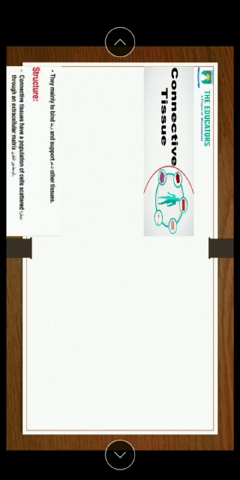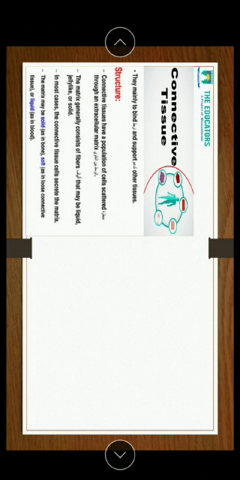The second type of animal tissue is connective tissue. As the name shows, connective tissue serves a connecting function. They mainly bind and support other tissues. Unlike epithelial tissues, connective tissue has cells scattered through an extracellular matrix.